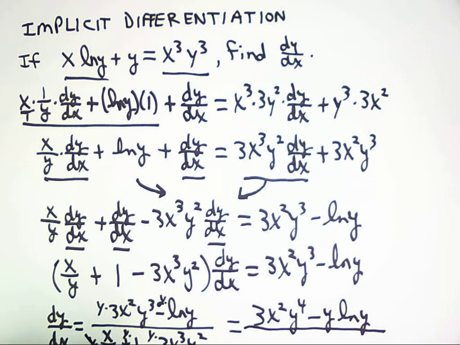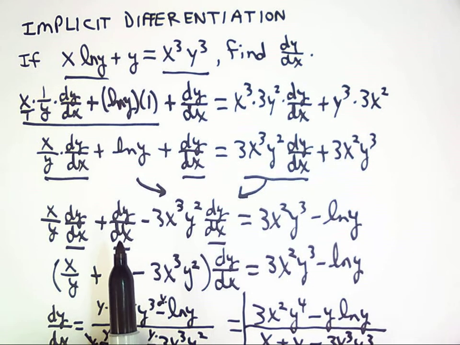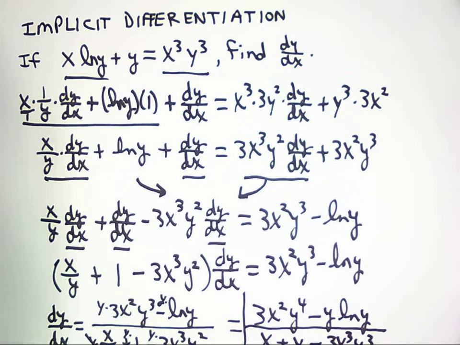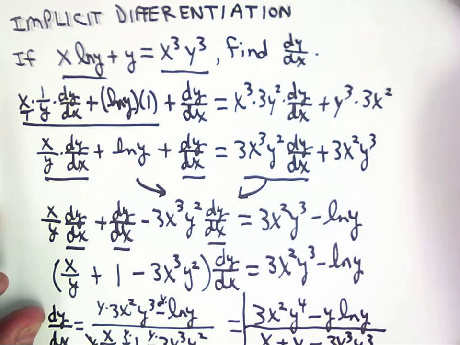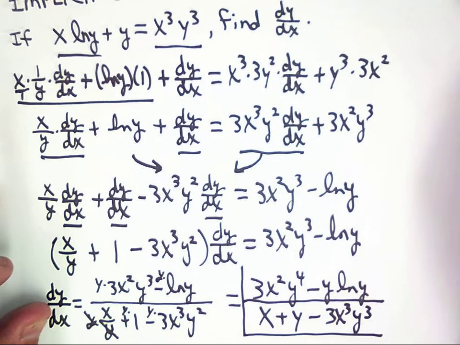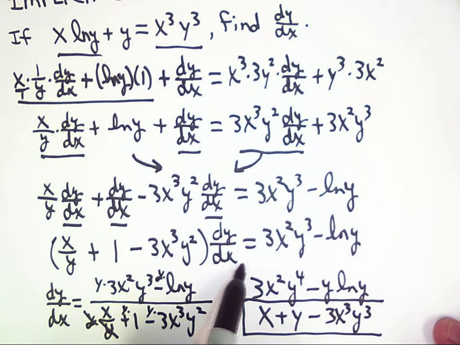this is a y, they cancel, and you just get x. And then y times 1 is just a y. And then minus 3x cubed. And then y times y squared is y cubed. And that's really about as simple as you can write it. So dy over dx is going to be given by this expression.